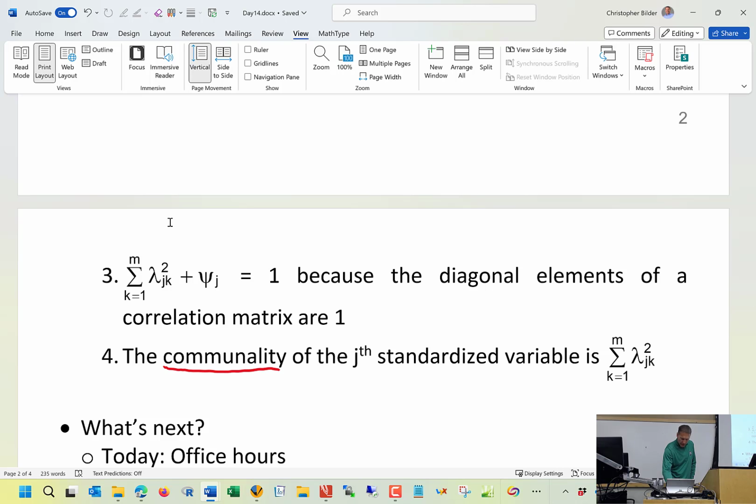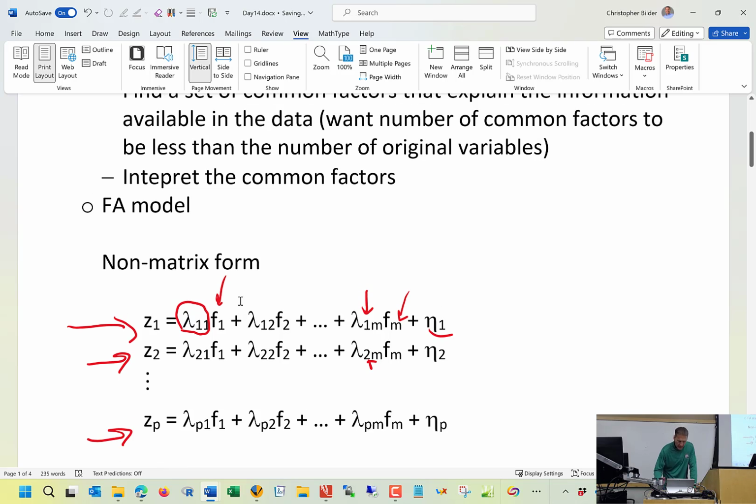And lastly, just another term, there's something called a communality that we talked about before. The communality of the jth standardized variable is the sum of the lambda squared. What does that mean? In other words, you take this lambda squared, this lambda squared, this lambda squared, and you add them up. And so think about that word communality. What this is essentially measuring is how much information the common factors are explaining about a particular original variable.